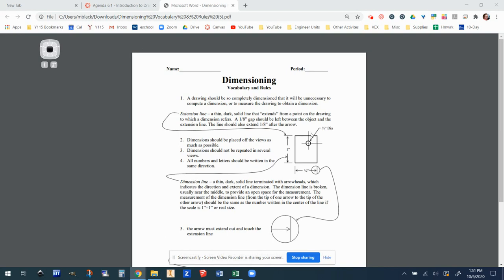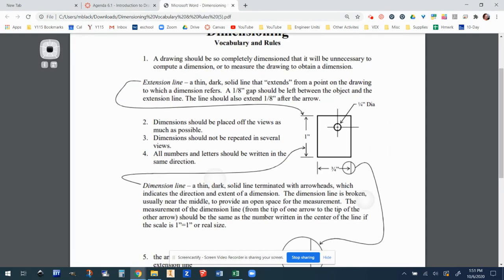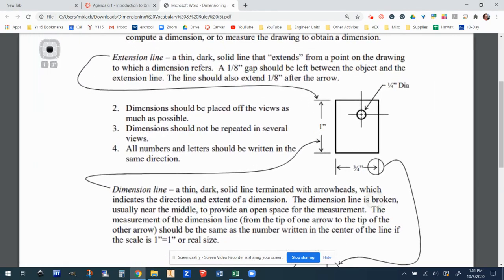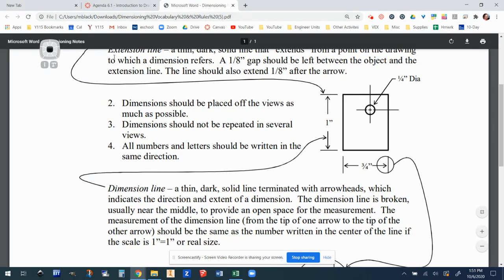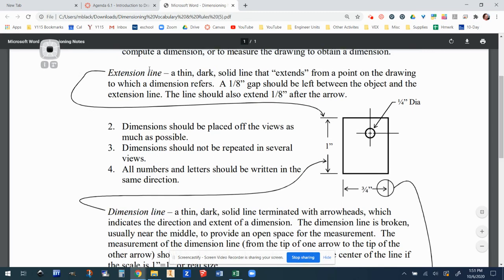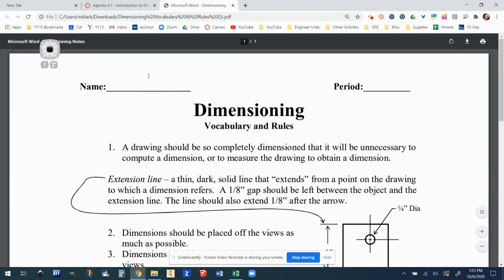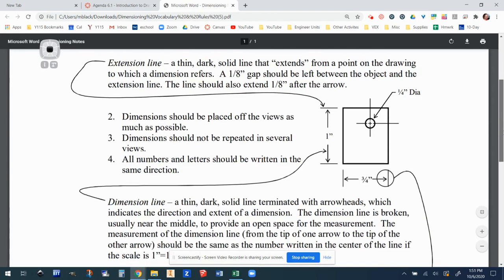by other people. So we're going to look at this dimensioning vocabulary and rules sheet. And if I zoom in a little bit here, you'll see that we have terms here, extension line. Move this down a little bit. There we go. We have extension lines. Oh, that was too much. Extension lines. And then we have dimension lines. Okay. So let's start with extension lines.